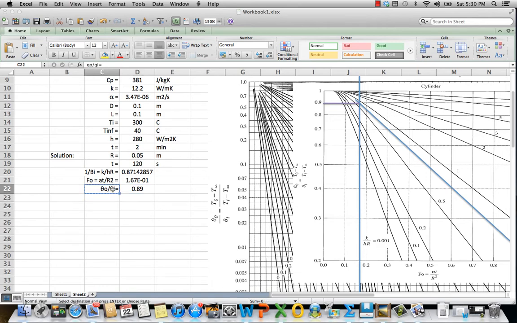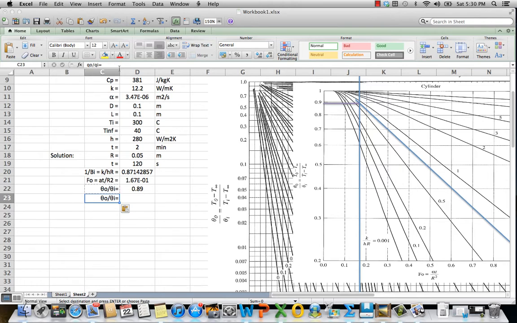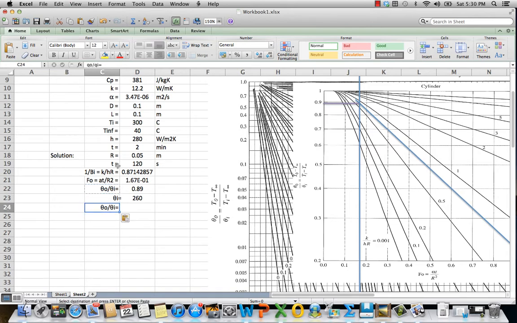So theta I, in this case, is just the temperature difference at the beginning. Okay, so it's this minus this, or 260 degrees. Okay, so that means that theta naught, just using algebra therefore, is going to be this times this. Okay, 231 degrees. And that then converts over to T at the center.